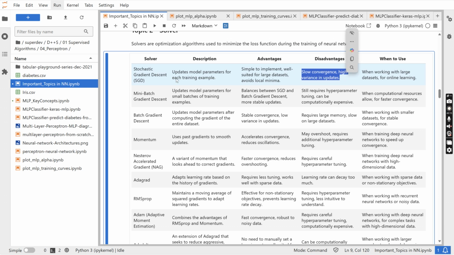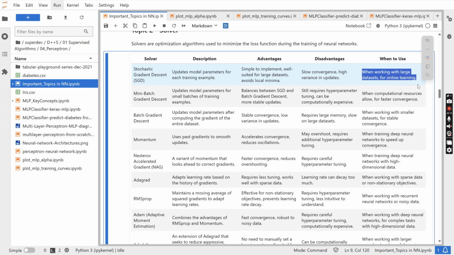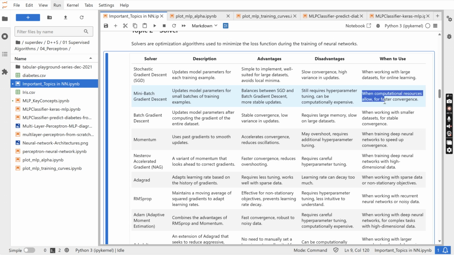The disadvantage is it's slow. Why is it slow? Very simple. It's taking one example at a time. And there is high variance in updates, because one row of data could be different from another row. So that's why you have a lot of variance. Here it still requires hyperparameter tuning, and it can be computationally expensive. That is a disadvantage of mini batch. When to use stochastic gradient descent? When you have a large data set or for online learning. This is used when you have a lot of computational resources, and it gives faster, quicker convergence.